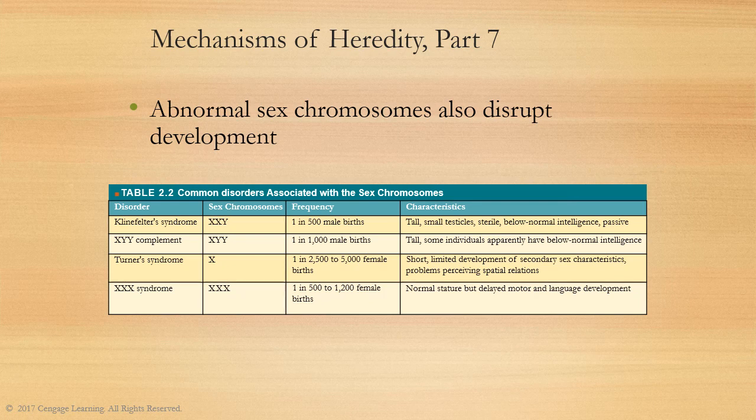And then the last one is XXX syndrome, 1 in 500 to 1,200 female births. Again, it's a female, right? Because all we have is X. Usually caused by malformation of an egg or a sperm in the embryo development. That's usually why. It's normal. They have normal stature, but delayed motor and language development.